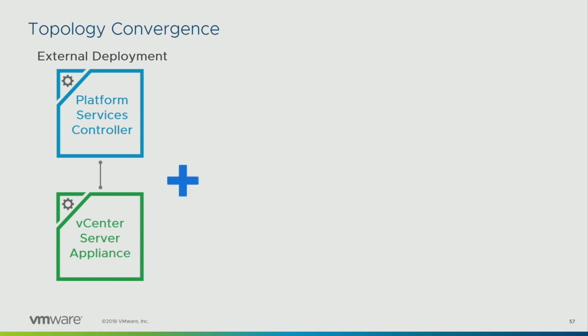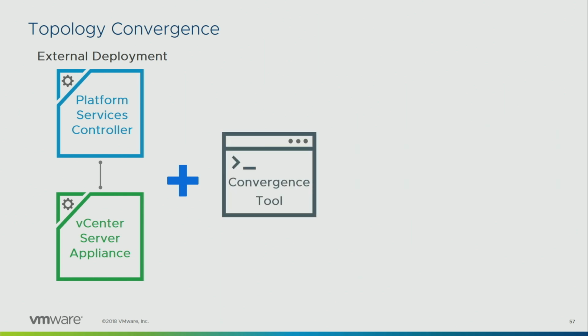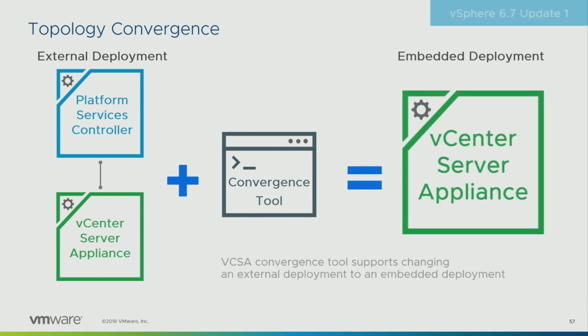All right, so we start with this configuration. We then have a convergence tool. With 6.7 U1, we now have the ability to converge an external deployment to an embedded deployment. This is something that you have been asking about. We've been working with PM and engineering and really trying to get this out as soon as we can, because we want to simplify your deployment mechanism. So again, the point from earlier is to get to the VCSA. We will help you get to the desired topology.